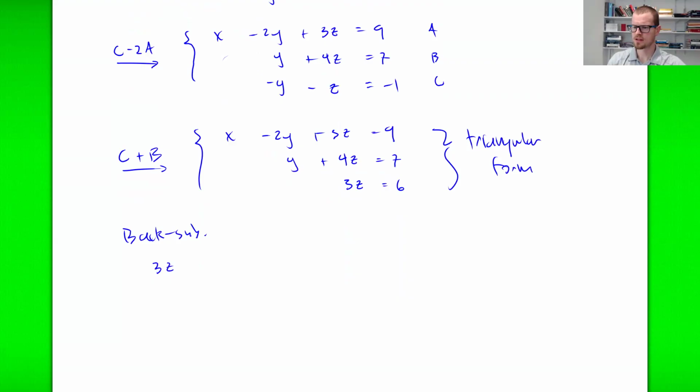3z is equal to 6 gives me that z is equal to 2. Now I plug that back into the equation above. I have y plus 4 times 2 is equal to 7. I can subtract 8 from both sides to find that y is equal to -1.